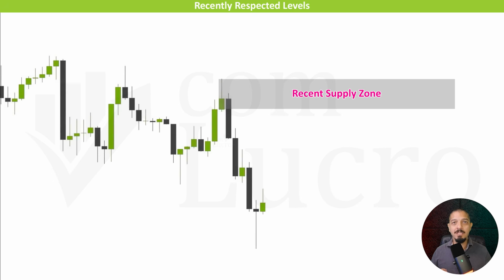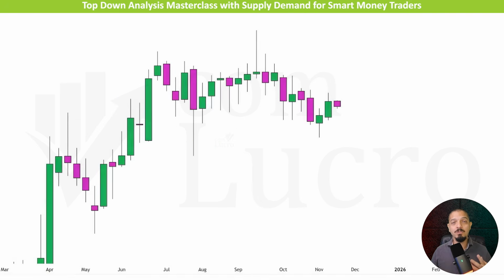Since you now understand what makes a market structure level strong and meaningful, we can return to the weekly time frame and begin marking those levels on the chart. Here we are looking at euro-dollar on the weekly chart. The goal is not to clutter the chart with unnecessary lines, so we only mark the market structure levels that are close to the current price.